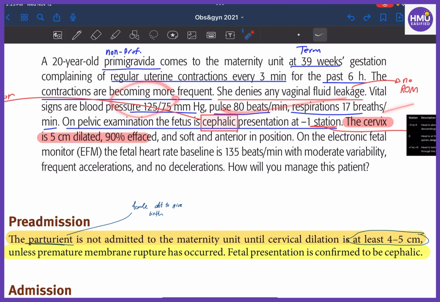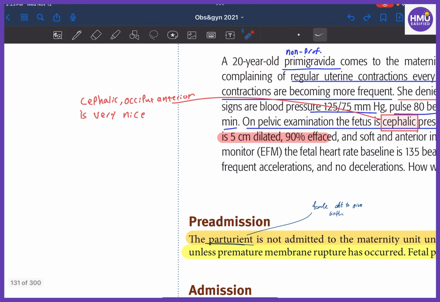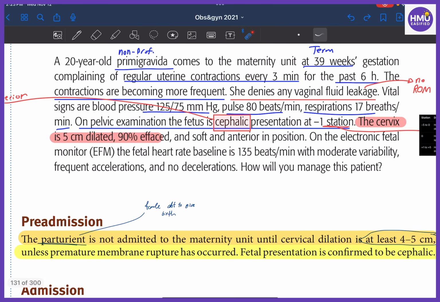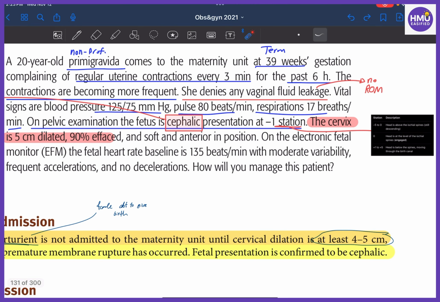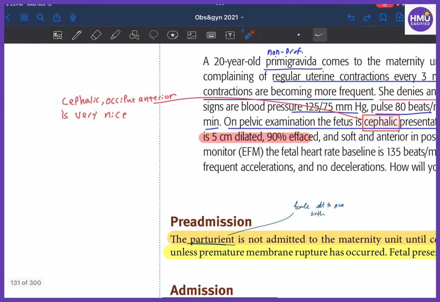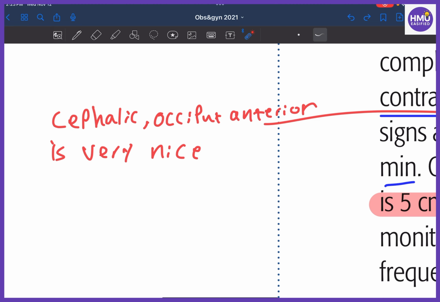Vital signs are normal. On pelvic examination, the fetus is cephalic. So we have cephalic, we have breech, we have maybe shoulder presentation. Obviously, the cephalic is a good one, the head is coming first, at -1 station. Before we come to this, cephalic, usually what's the nicest, best presentation of the fetus?